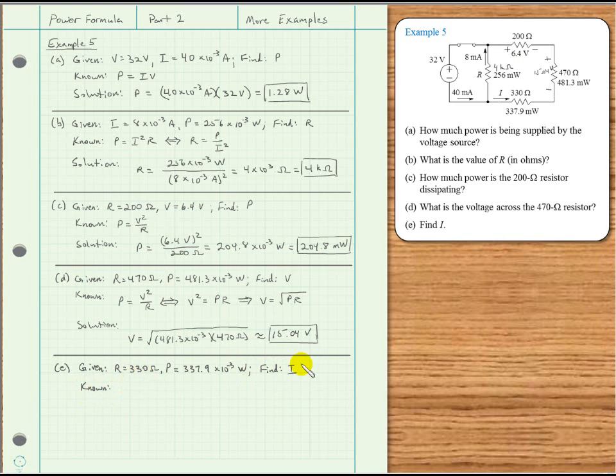What relationship do we know that relates current, power, and resistance in a DC resistive circuit? Well, we know that power is equal to I squared times R. We know power, we know R, so we're asked to solve for I. So to do that, we will algebraically manipulate this equation. We want to solve for I, so the first thing is I'll divide both sides by R. I'll get I squared equals P divided by R, and then take the square root of both sides. I get I is equal to the square root of P over R. And that's what we use to solve the problem.